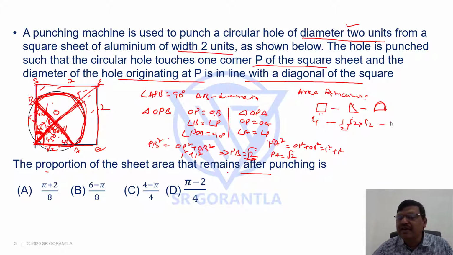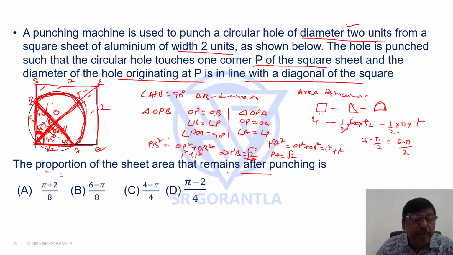Semicircle means half of the circle, which is half into pi into r square. What is the radius we got? 1 square. So if you simplify, this is root 2 into root 2, 2 gets cancelled. It is 3 minus pi by 2, or I can say 6 minus pi by 2.